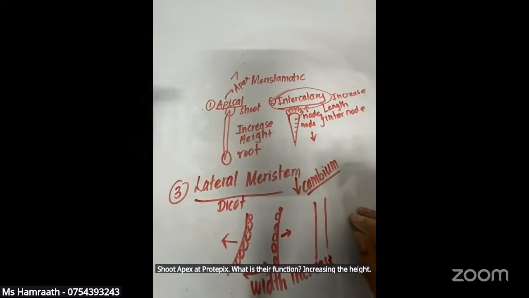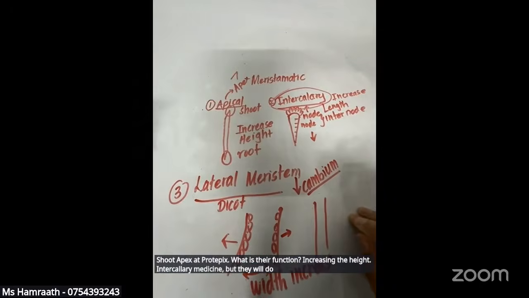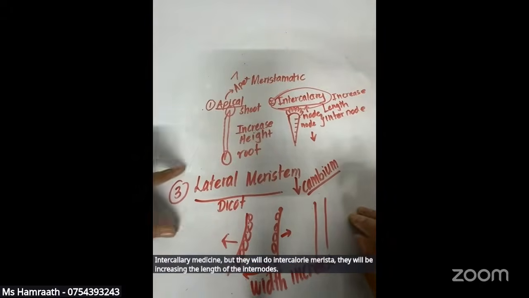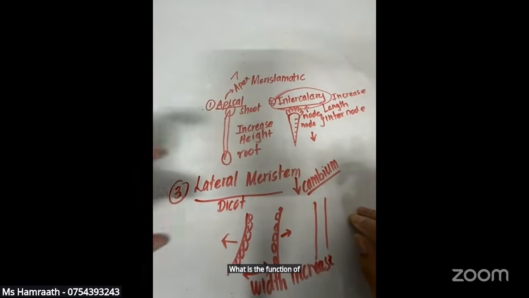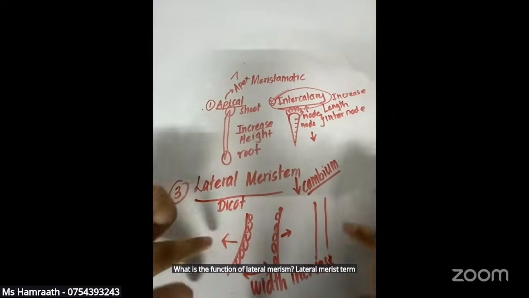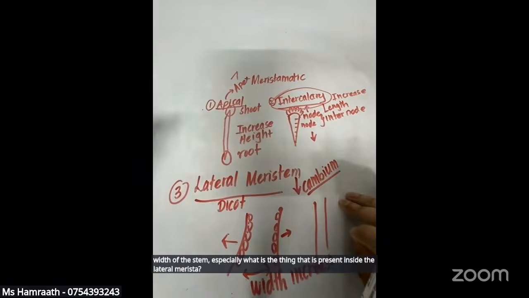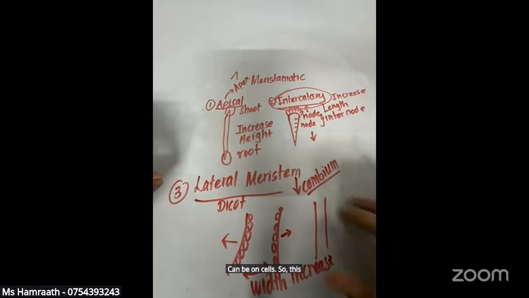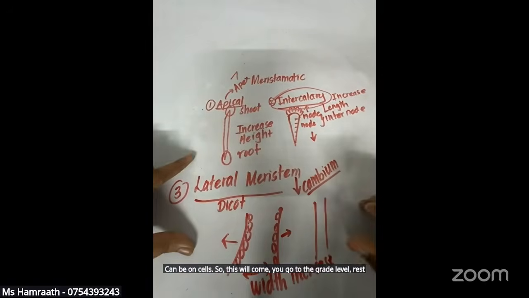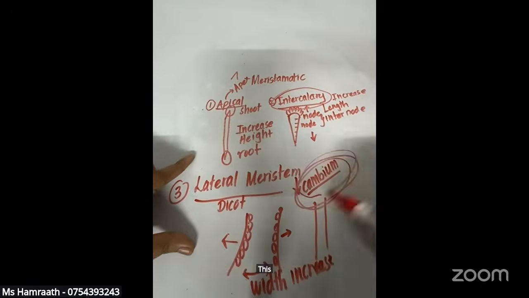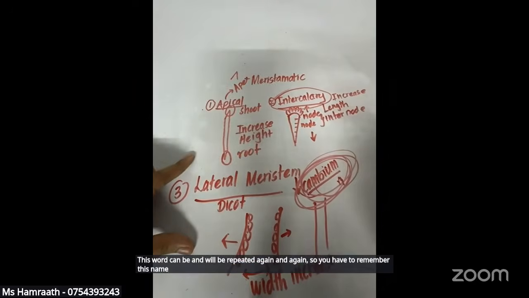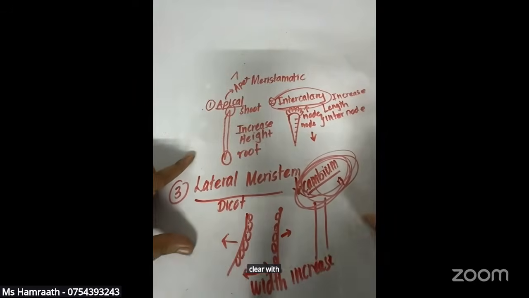Intercalary meristem will be increasing the length of the internodes. What is the function of lateral meristem? Lateral meristem will be increasing the width of the stem. What is present inside the lateral meristem? Cambium cells. You go to grade 11, the rest of the biology chapters, this word cambium will be repeated again and again. So you have to remember this name. Clear with that? Got the idea?